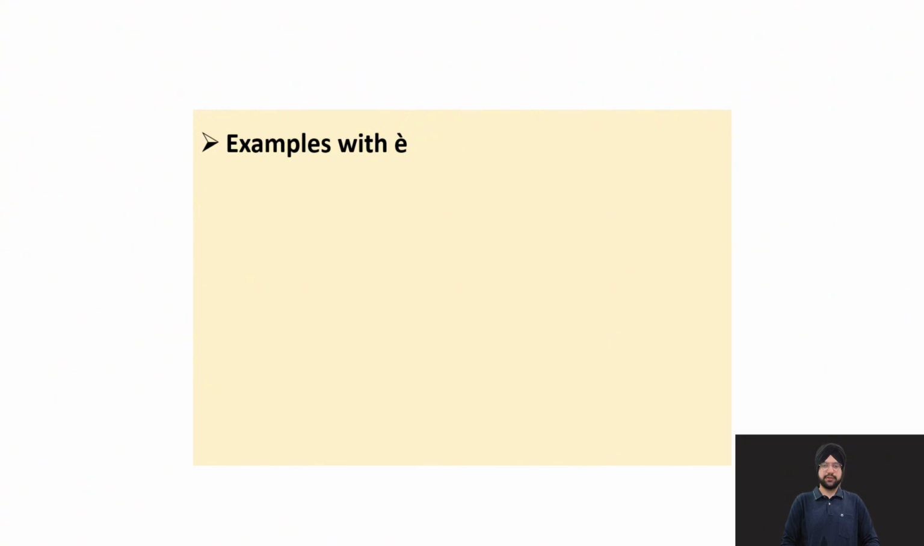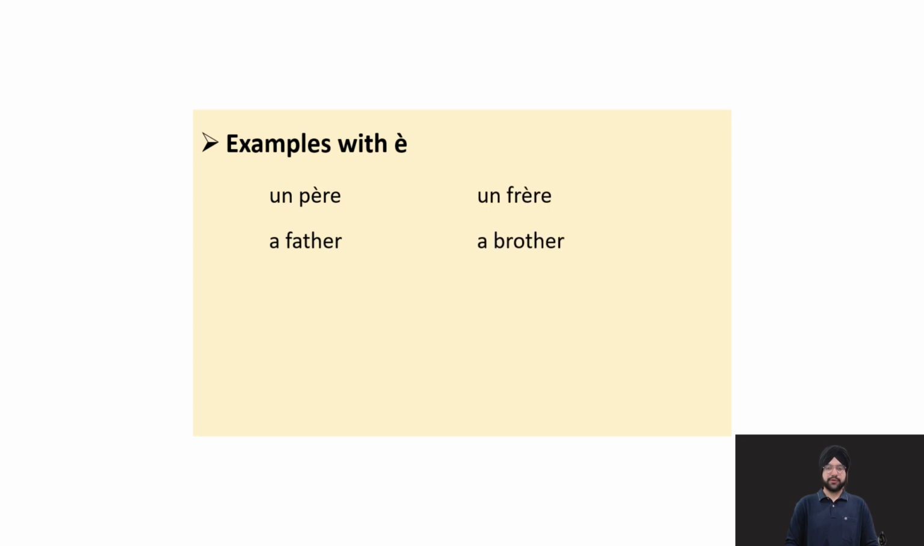Let's see the examples when the grave accent is used on the letter E. For example, un père, which means a father. Un père. There's this A sound. Un frère, which means a brother. These both were masculine. Next is une chèvre, which means a goat. Last one is très, which means very.